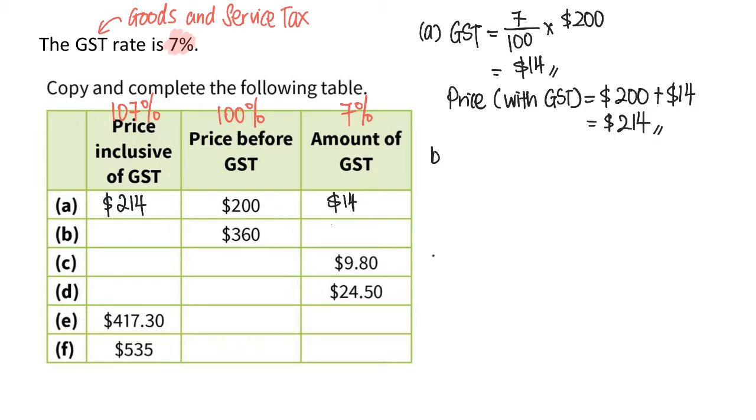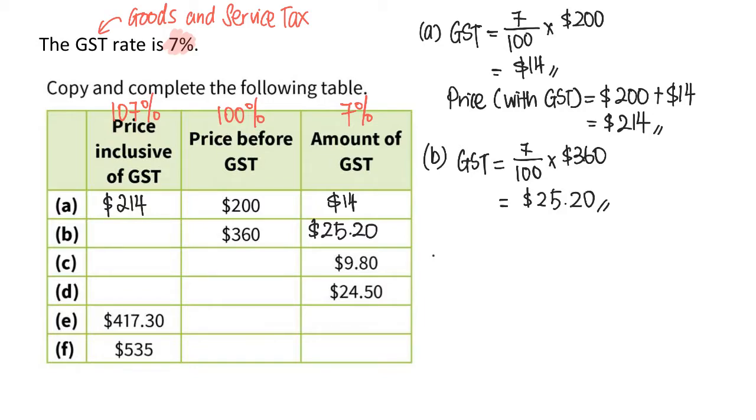Same working for part B. So the GST is simply 7 over 100 of $360. And this will give me $25.20. So therefore the price that includes the GST is just sum them up.